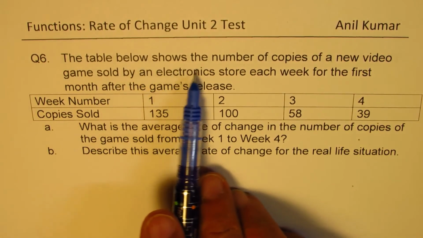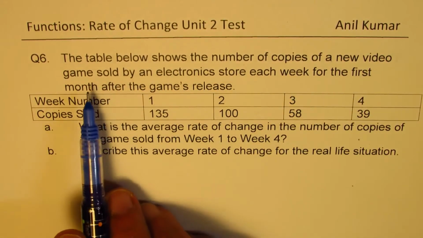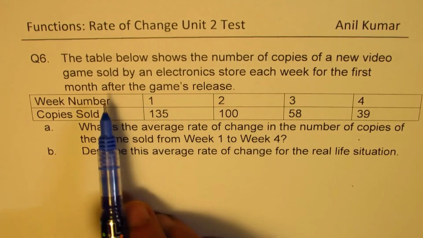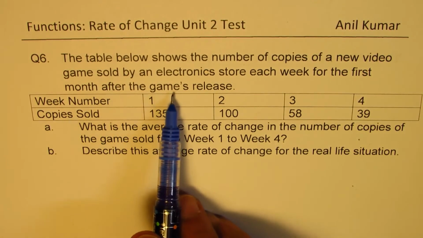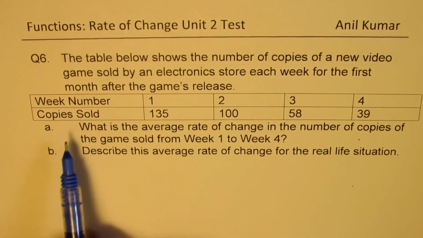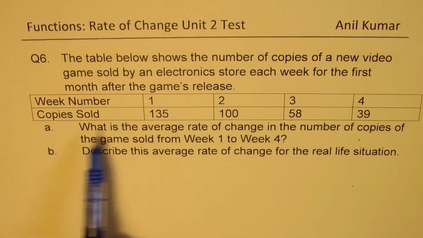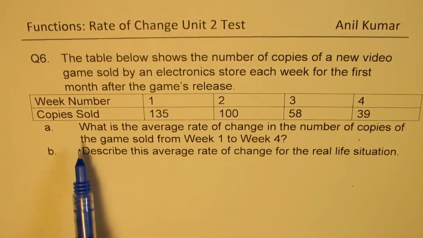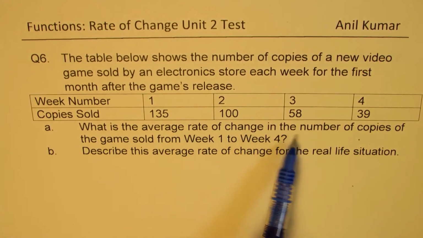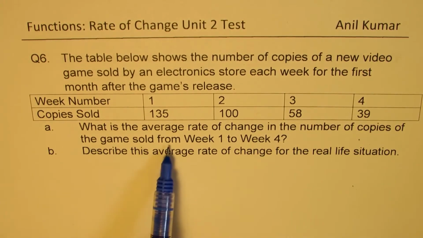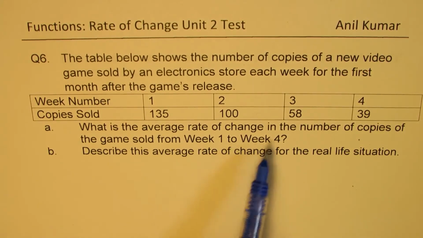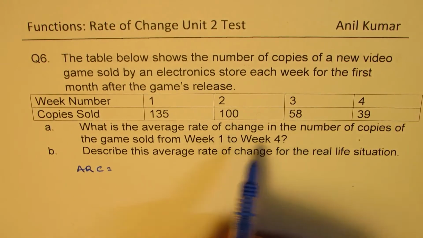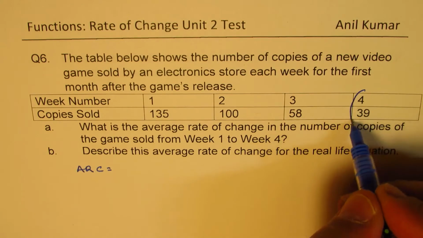The table below shows the number of copies of a new video game sold by an electronics store each week for the first month after the game's release. Week number 1, 2, 3, 4; number of copies sold is 135, 100, 58 and 39. What is the average rate of change in the number of copies of the game sold from week 1 to week 4? So average rate of change will be number of copies from week 1 to week 4, right?